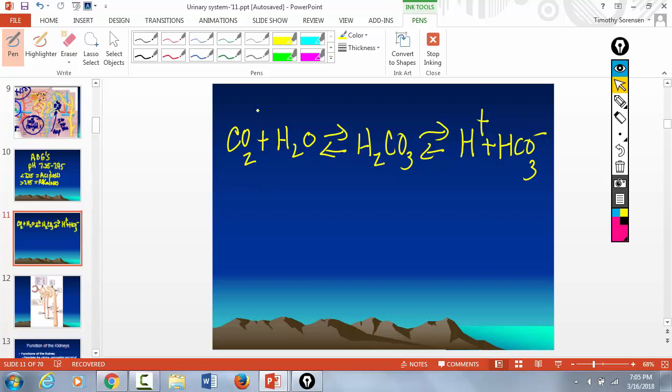Guys, watch. If you ain't breathing so good, what's going to happen to the amount of CO2 in your blood? It's going to go up. So which way is the equation going to go? So what is the only system that can compensate for a respiratory acidosis? The kidneys. And how do the kidneys respond? By increasing reabsorption.